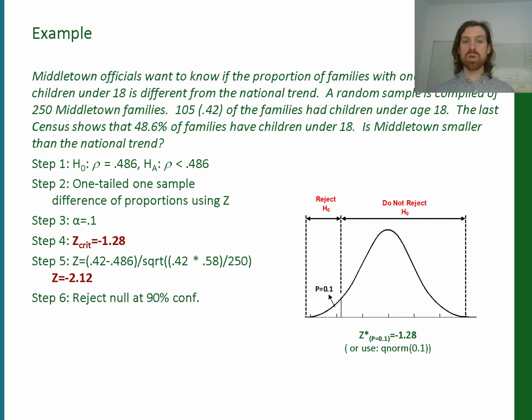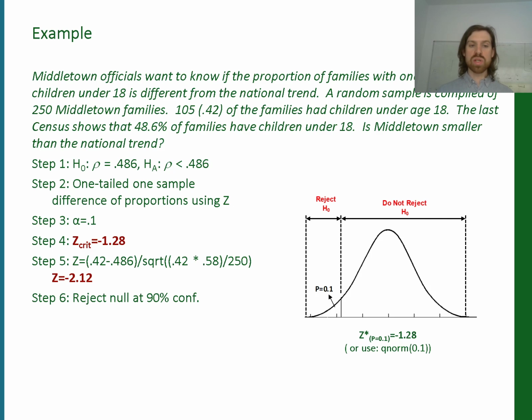105, and that's 0.42, of the families had children under age 18. The last census shows that 48.6% of families have children under 18. The question is: is Middletown smaller than the national trend based on this metric?